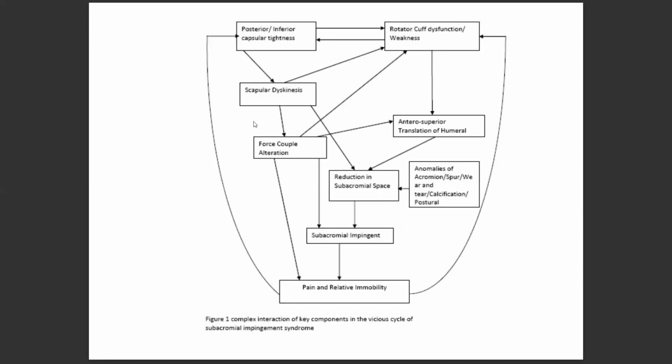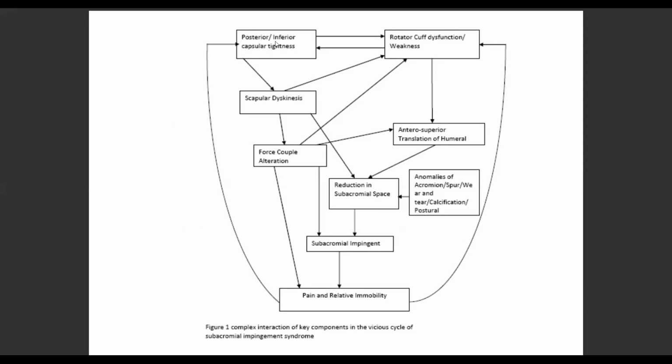So this is actually the story of that vicious cycle. If there is posterior capsule dysfunction, it will cause posterior capsule tightness, and this posterior capsule tightness will further cause weakness of the rotator cuff. So rotator cuff dysfunction will cause PC tightness, and PC tightness will cause rotator cuff weakness. At the same time, if the PC is weak, it will cause scapular dyskinesia, and this scapular dyskinesia will again lead to rotator cuff weakness.